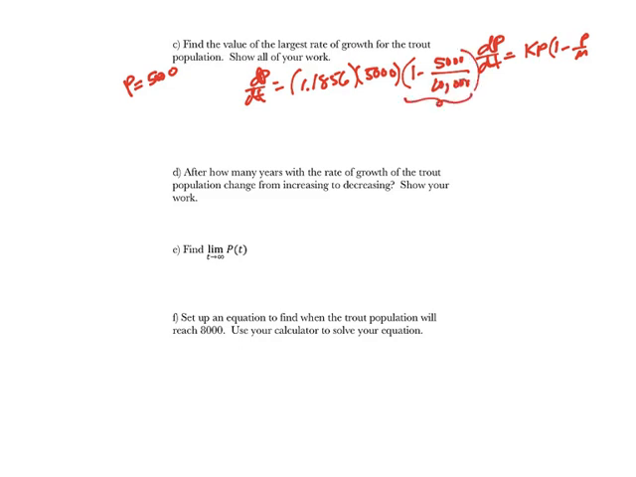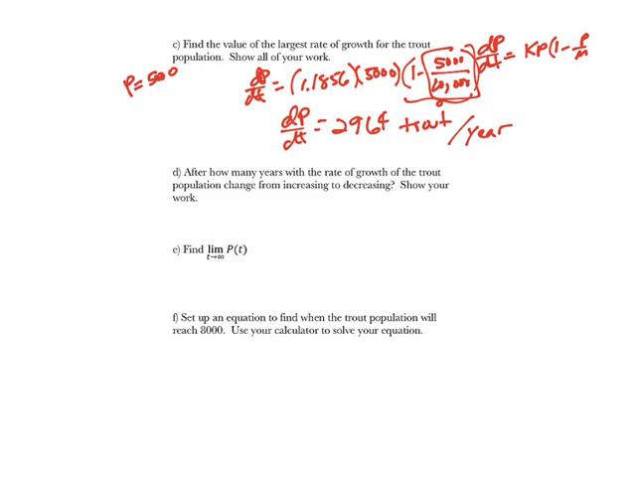Remember, that's just 1/2, and 1 minus 1/2 is 1/2. So half of 5,000 is 2,500 times 1.1856. We get dP over dt is 2,964. And so that would be the rate of growth for the trout population when its largest rate of growth would be 2,964 trout per year. Okay?